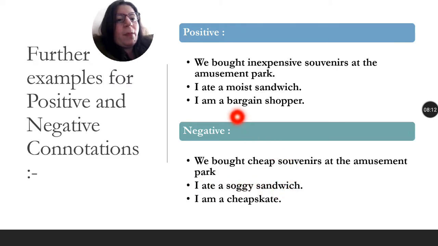If I ate a moist sandwich, this is positive. I would go negative: I ate a soggy sandwich. That is so negative. Eee. It was too much fluid around the sandwich that I didn't enjoy.